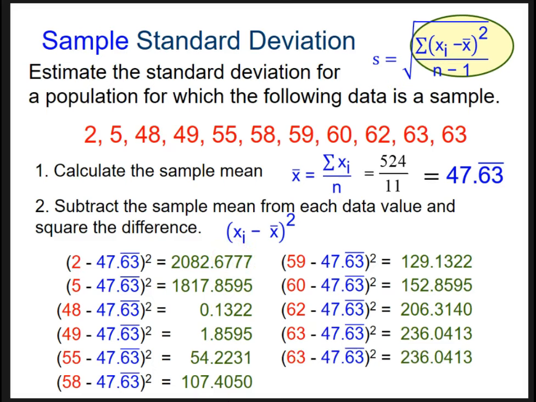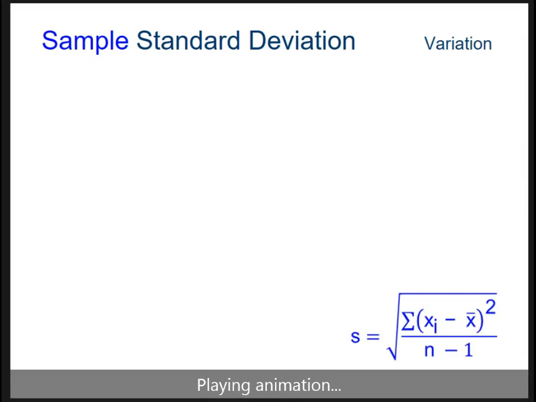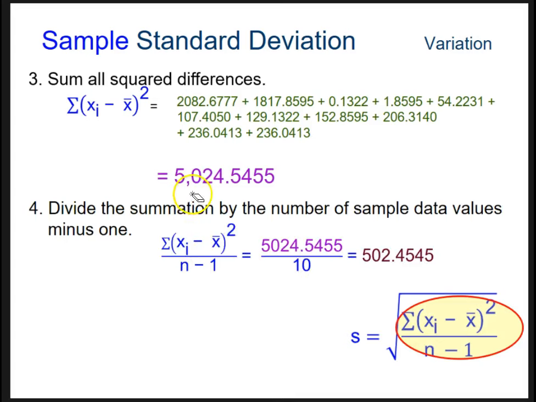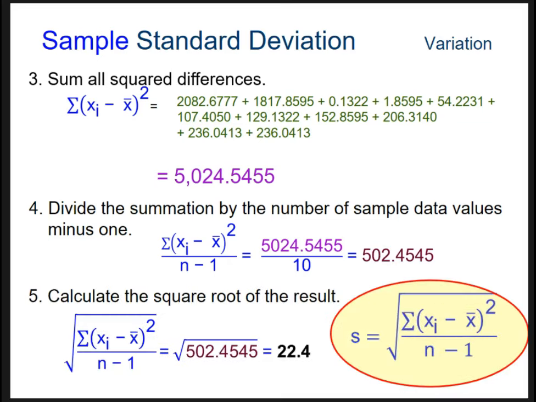And now we add all of these up and we get a sum. So if we add all of those up, we get 5,024. And then we take that number and divide by the number of samples minus 1, which is 11 minus 1, which is 10. So we divide those two numbers. So we get 502.4545. And then we have to find the square root of this value because we've done this and this at this point. And when we take the square root of that number, we get 22.4 as our standard deviation of this data set.